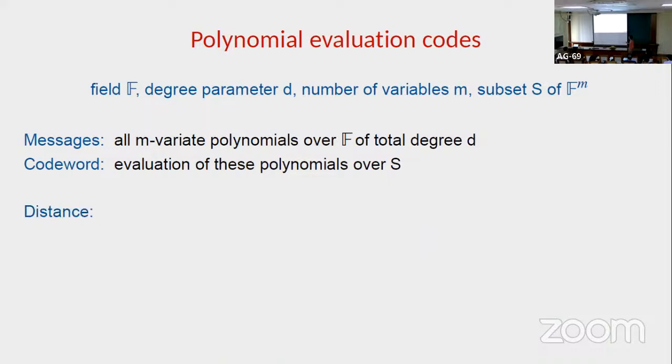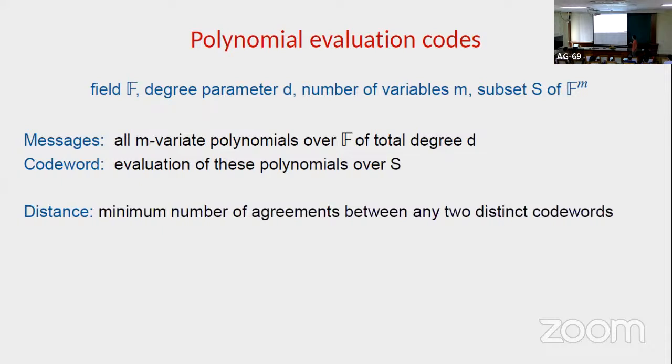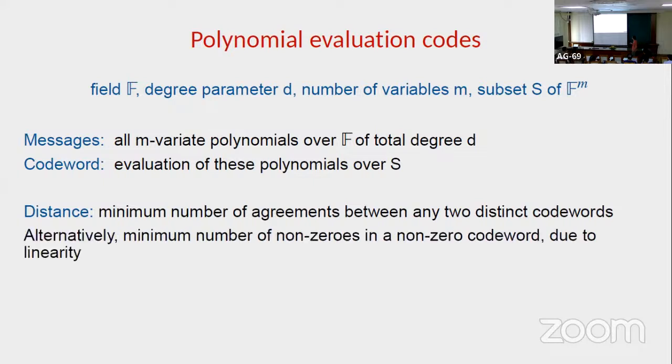Okay, so let's summarize this. Two properties of such codes that we are going to be interested in are the distance of the code and the rate of the code. What does this mean? The distance of the code is the smallest number of disagreements between any two distinct code words. Or in other words, it's the minimum number of non-zeros in any non-zero code word. And the code words are just the evaluation of polynomials over the set S. So the distance of the code corresponds to the smallest number of non-zeros that any non-zero polynomial can have over the set S.